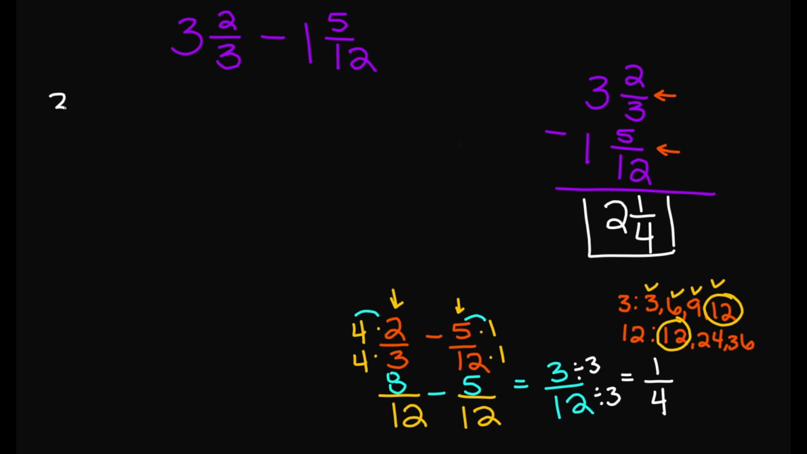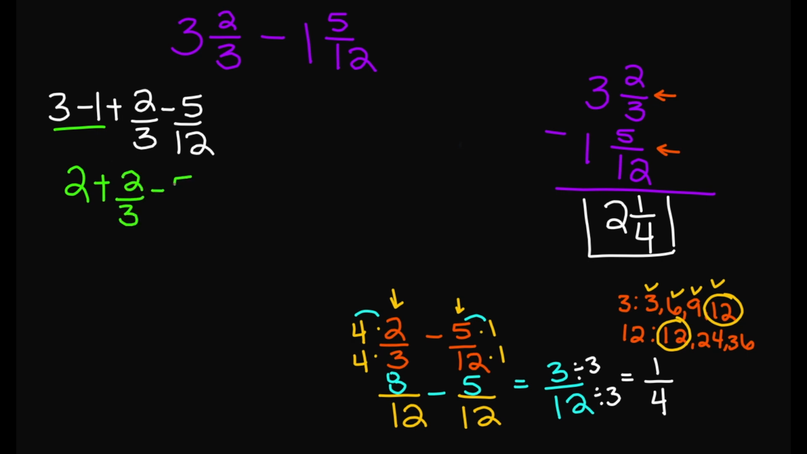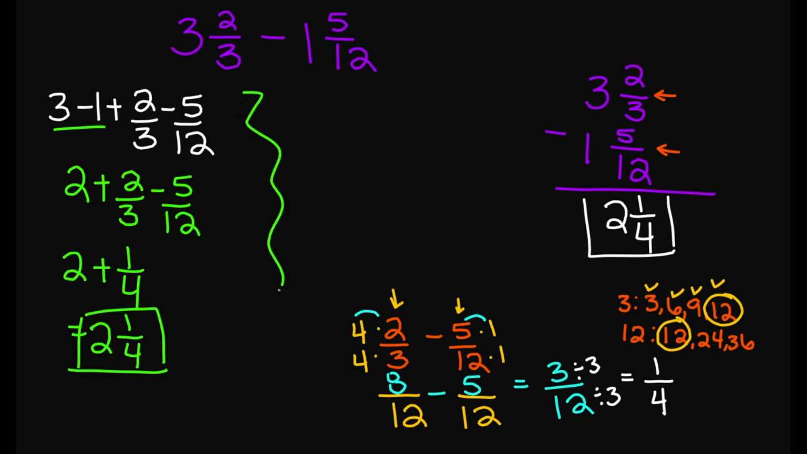If you were to expand, 3 minus 1 plus 2 over 3 minus 5 over 12. And remember what I'm doing here when I expand is I am keeping my whole numbers together and my fractions together. You do not have to do that. You can also expand using the other way as well. And I'll show you that in 1 second. So 3 minus 1, this is 2. And then you have plus 2 over 3 minus 5 over 12. And then you're going to get 2 plus 1 over 4. And then you're going to get 2 and 1/4 here as your answer. So now, let's say you didn't want to expand it like that.